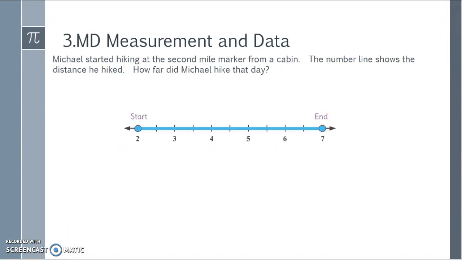Michael started hiking at the 2nd mile marker from a cabin. The number line shows the distance he hiked. How far did Michael hike that day? Well, if he started at the mile marker 2 and ended at 7, he went 1, 2, 3, 4, 5 miles.